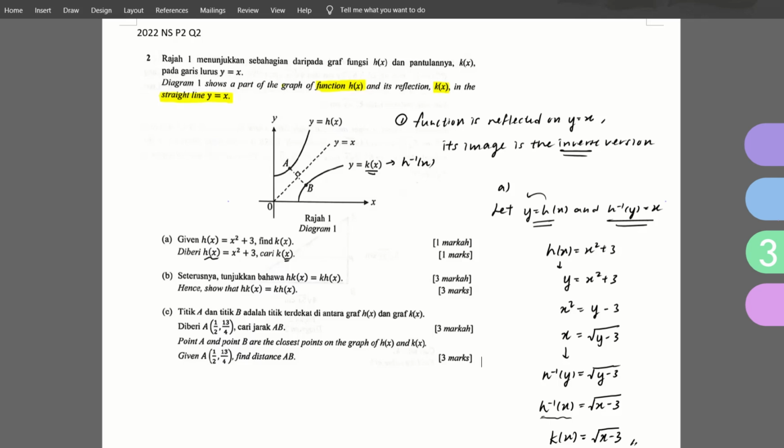There's another interesting thing if you notice here. When I move the square to the other side, actually it should be x equals plus minus square root of y minus 3. There will be 2 cases, but here we just consider the positive case, because if you look at the graph, all the values of y here are positive. So we don't have to include the negative case.